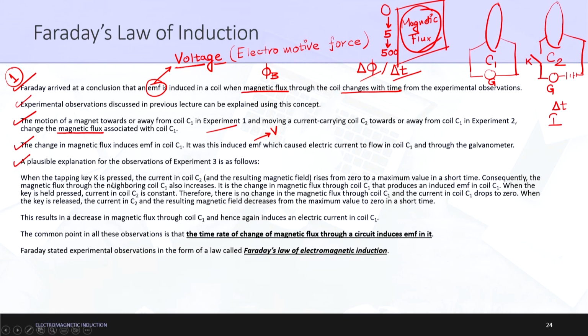When the tapping key K is pressed, the current in coil C2 and the resulting magnetic field rises from 0 to maximum value in a short time. Consequently, the magnetic flux through the neighboring coil C1 also increases.